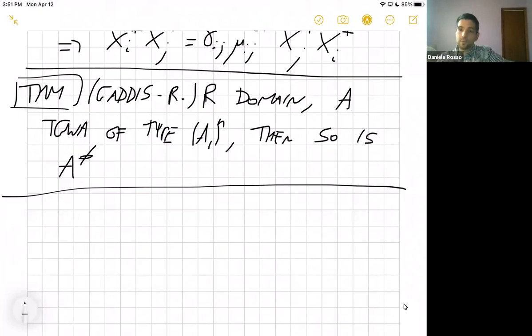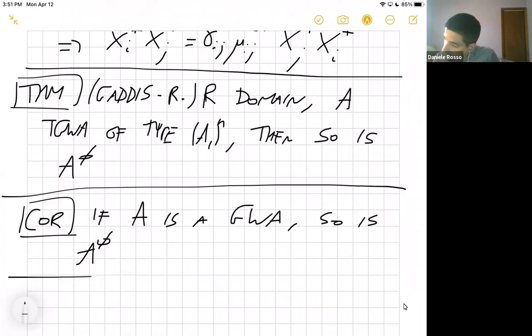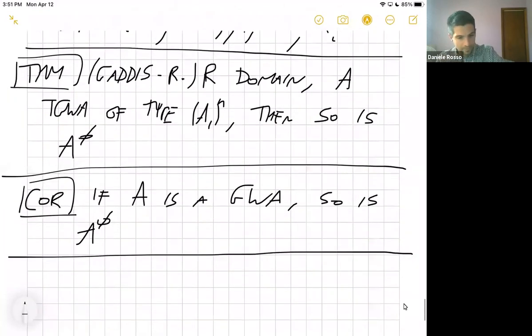And this actually also proves, as a corollary, that if A is a GWA, then so is A upper phi. This had not been written in this generality before, because people were only looking at rank 1 Weyl algebras, that those are always GWAs when you take the ring of invariants, but this gives a more general statement.